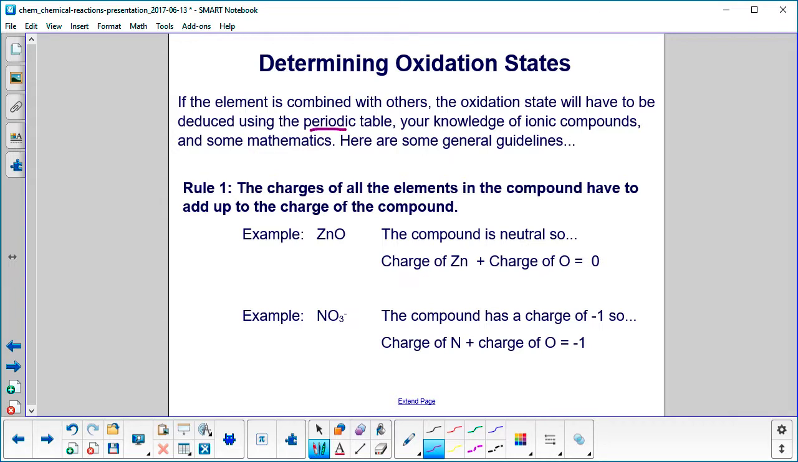So you can use your periodic table, your knowledge of ionic compounds, and some math. Here are some general guidelines. Rule 1. The charges of all the elements in a compound have to add up to the charge of the compound. So here's zinc oxide. There's no charge, it's neutral. So the charge of the zinc plus the charge of the oxygen have to equal 0, has to stay neutral. Nitrate. In this case, this compound has a charge of -1. So the charge of the nitrogen and the charge of the oxygen has to equal -1.